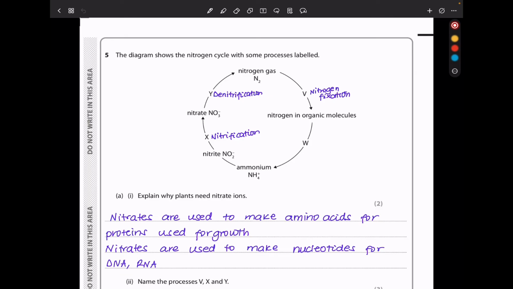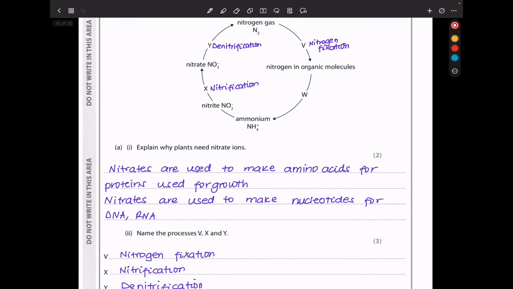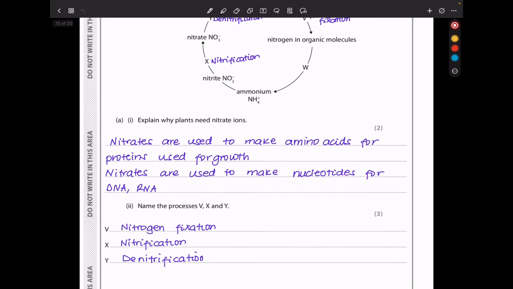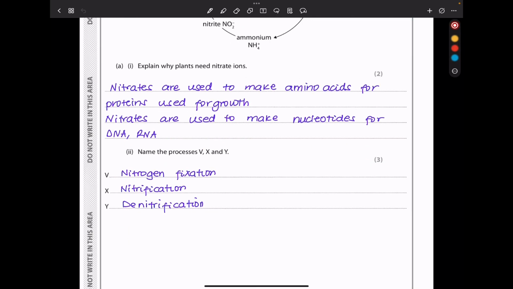So here we have nitrogen in the atmosphere, nitrogen fixation into nitrogen in organic molecules, and then of course nitrification to produce the nitrates, and then denitrification to convert it back to gaseous nitrogen. This explains why plants need nitrate ions. Nitrate ions are needed to make amino acids, and these are used for making proteins, for growth and repair. Also, nitrates are used to make nucleotides, for DNA and RNA.